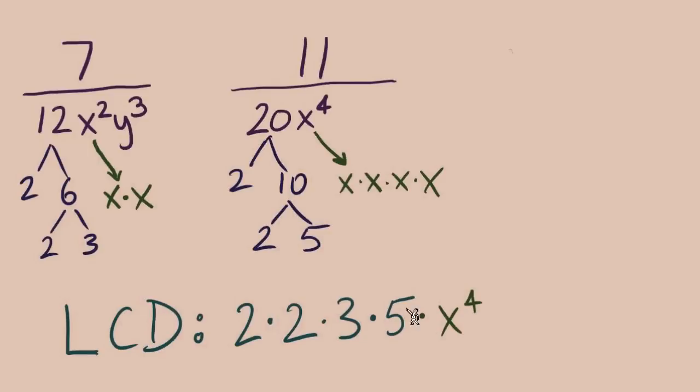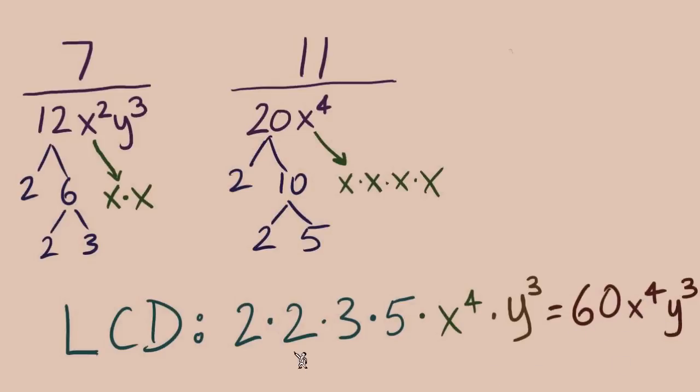But we do need to use every type of variable we see, so we'll need to include some y's also. There are 3 y's on this denominator, no y's over here. So definitely there's where we see the most, and we need 3 y's, y to the 3rd power. When we get to this point, we're usually multiplying the numbers together. So the 2 times 2 is 4, 4 times 3, 12, and that 12 times 5, 60. Our LCD is 60, x to the 4th, y to the 3rd.